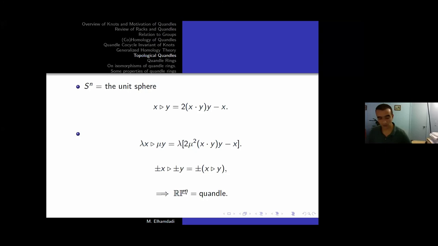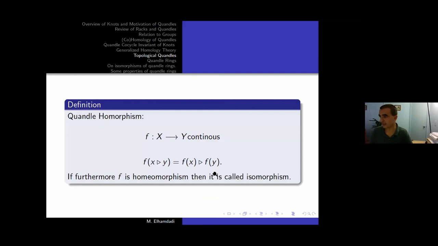These are some examples. Now, as you expect, one can talk about quandle homomorphism. A quandle homomorphism in this context will be a continuous map f such that f of x triangle y is f of x triangle f of y. And if I want to say isomorphism, f has to be a homeomorphism. Then again, one can think about the classification of topological quandles as we did earlier with classification of quandles. Things get obviously more complicated.